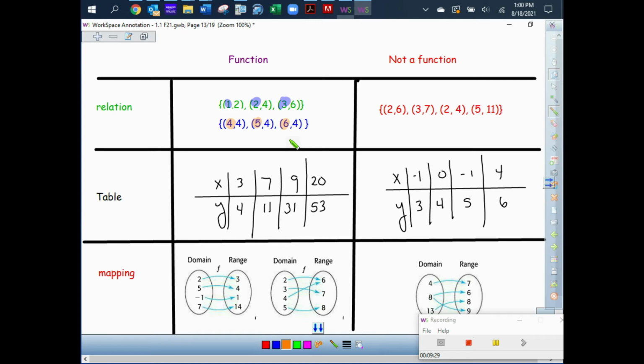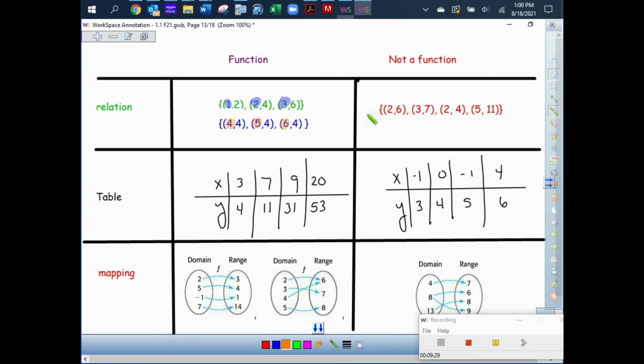But what tricks people on multiple choice tests when they're not paying attention is they say, but 4 repeats itself in the range. It doesn't matter about the range. To be a function, it's all about the x's. It's all about the domain, and you can't repeat in the domain.